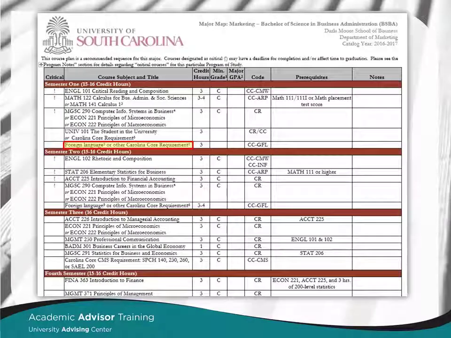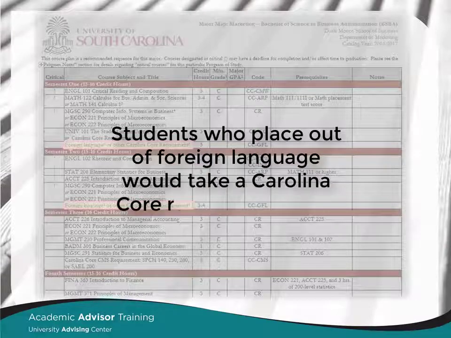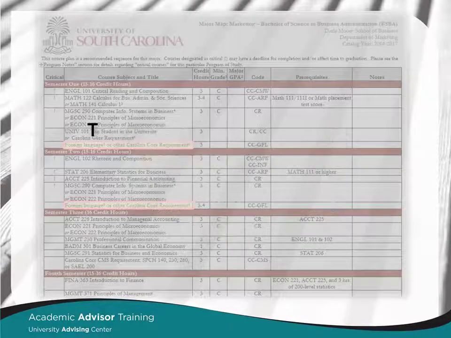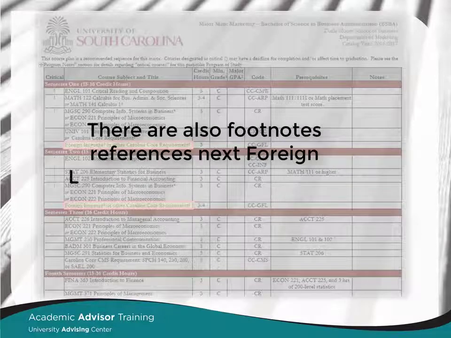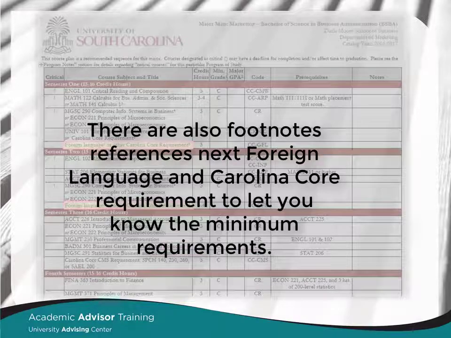Finally, foreign language or Carolina Core requirement is listed in the first 2 semesters. This is showing the variation in student requirements based upon their foreign language placement test score. Students who place out of foreign language would take a Carolina Core requirement here instead. There are also footnotes referenced next to foreign language and Carolina Core requirement to let you know the minimum requirements.